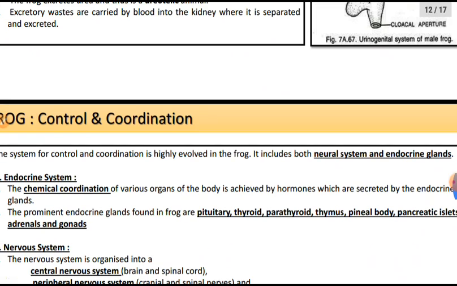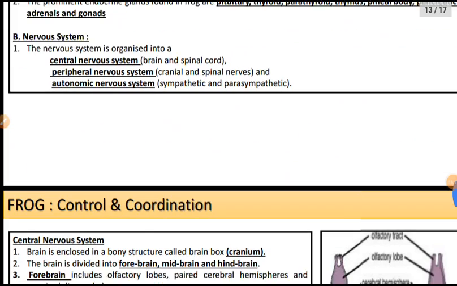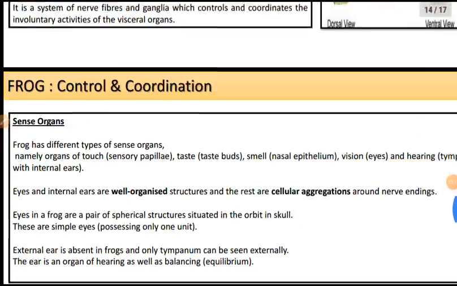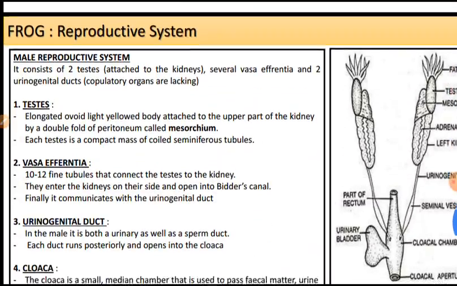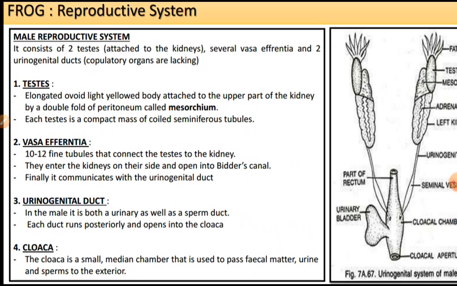So here we have discussed the excretory system and the nervous system of the frog, and now we'll move to the reproductive system of the frog. As you know, they are unisexual and exhibit sexual dimorphism, where male frogs and female frogs are different, during the breeding seasons. Males, let us discuss the male reproductive system.